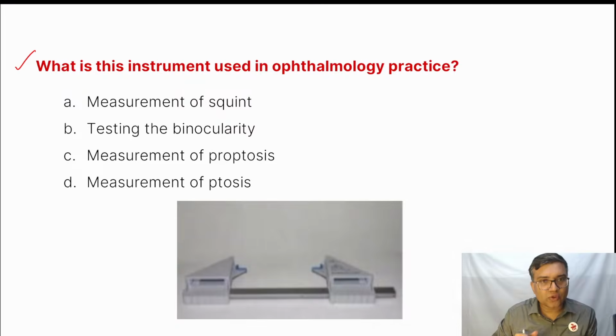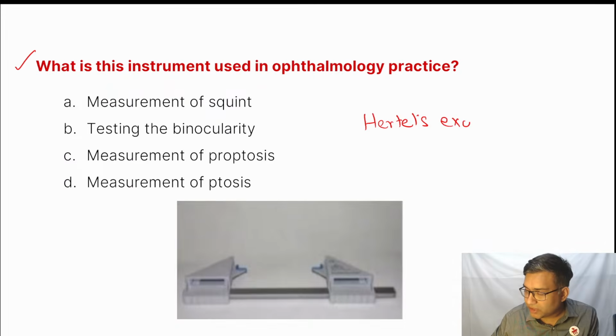Okay, so this is the next question. There was an instrument given here, and they have asked where it was used. Your options are measurement of squint, testing the binocularity, measuring of proptosis, and the fourth option is measurement of ptosis. So where has it been used? What is this instrument? First of all, this instrument is basically a Hertel's exophthalmometer.